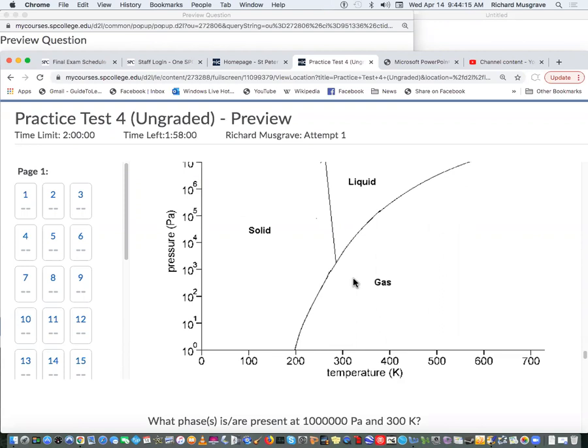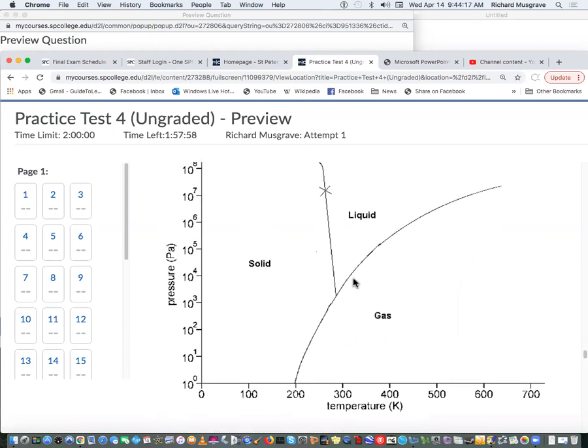So for critical point, sorry, I know we're just past that. But it's right here. It's the end of the liquid-gas line all the time. So if you were asked for the pressure, it'd be about 10 to the 7th. If you're asked for the temperature, it'd be about 600 K. Got it, thank you.